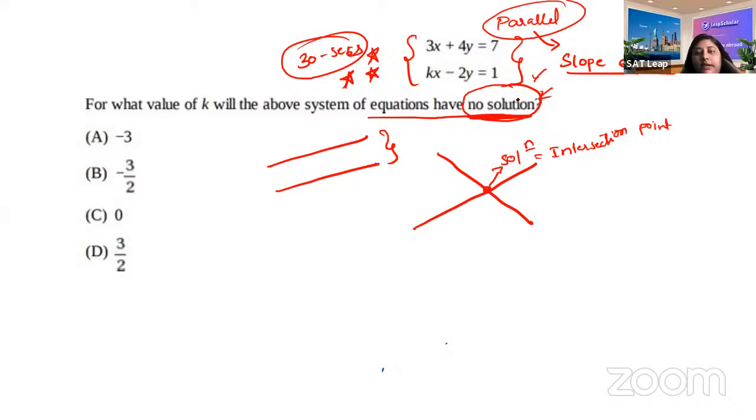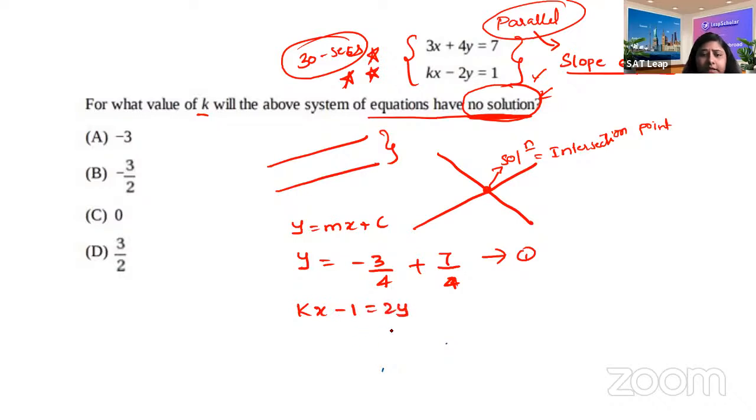Now, knowing that is going to help you answer the question, that is to find out k. First, convert them into y = mx + c form because that is the form we have been working on. So it is easier. If I convert the first one, it is going to be y = -3/4 x + 7/4. This is the first equation. And the second equation is kx - 1 = 2y, which is nothing but k/2 x - 1/2 = y.